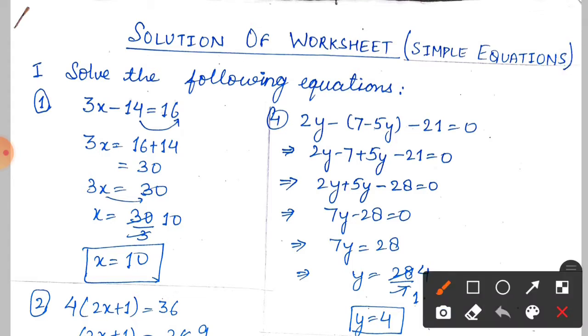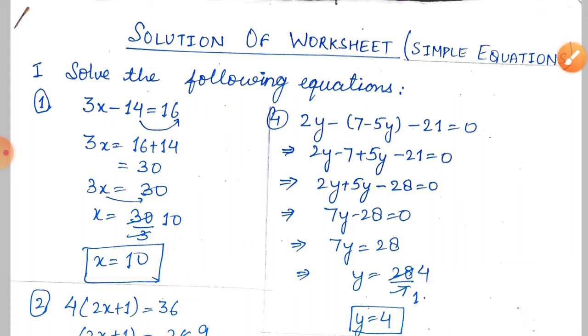Your first equation is 3x minus 14 is equal to 16. What we need to do here is transpose the number to one side and the variable to the other side. We need to keep in mind that whenever a minus integer is transposed towards the right side, it will become positive, and if multiplication is there and it is transposed towards RHS, it will come in the division form. So after solving here, the solution is x is equal to 10.